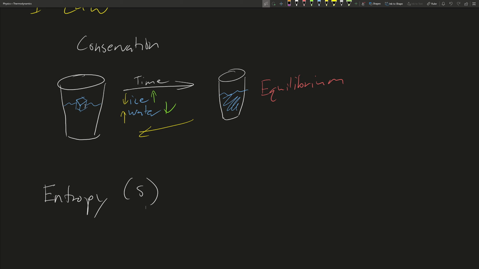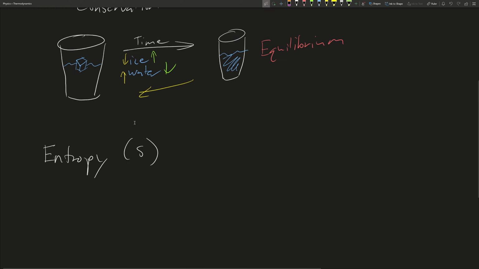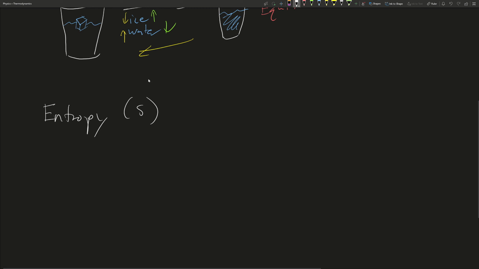Now, if we look at the water here just by itself, the chilled water, there is no temperature difference, meaning you can't extract work from this system. So this will have higher entropy than this. And so entropy is the unavailability of energy to do work. And so as processes reach equilibrium, they lose the ability to do work and entropy increases.